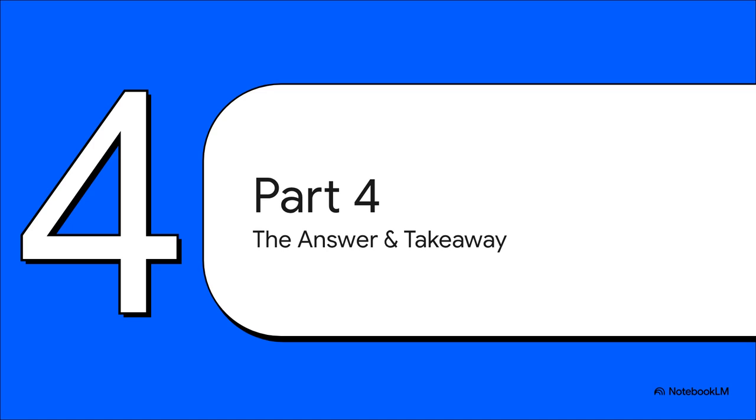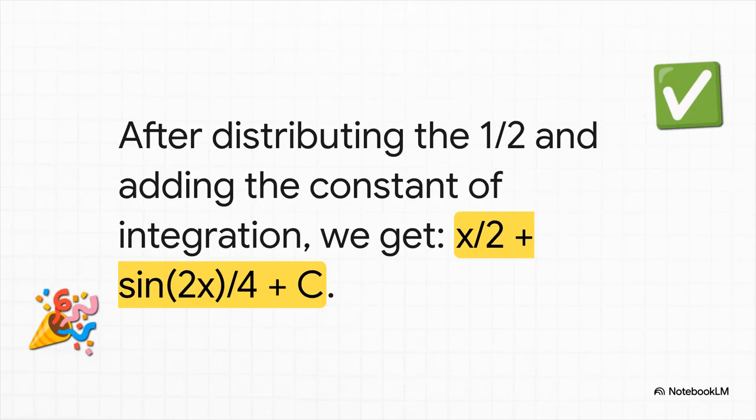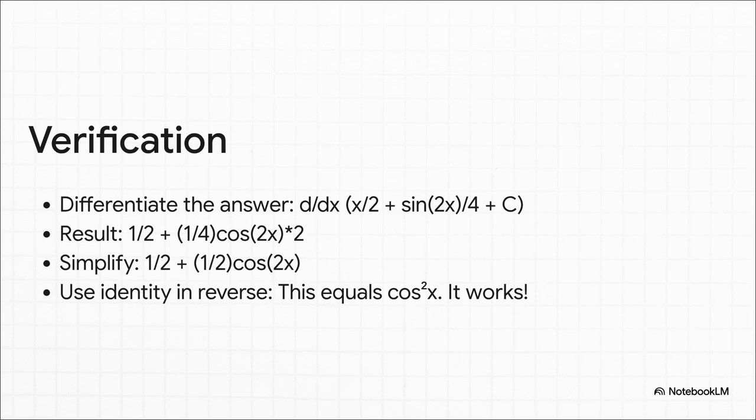Okay, so we just distribute that 1/2 that's been waiting out front. That gives us our final answer, x over 2 plus sine of 2x over 4. And of course, because it's an indefinite integral, we can't forget to add our constant of integration, the good old plus C. And there it is. That's our answer. But how do we know for sure that we're right?